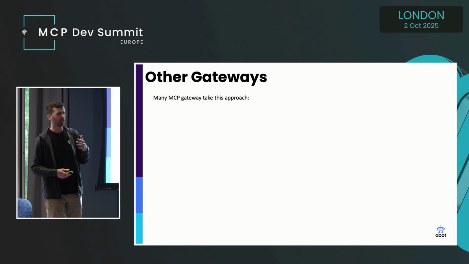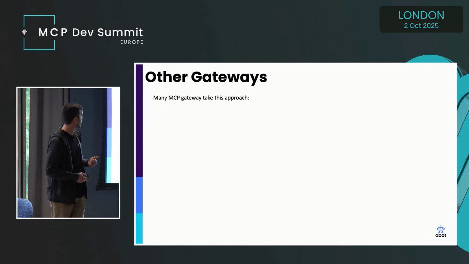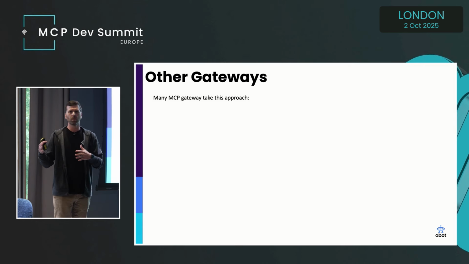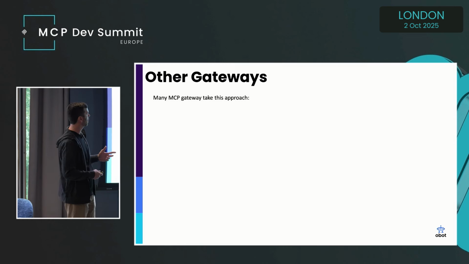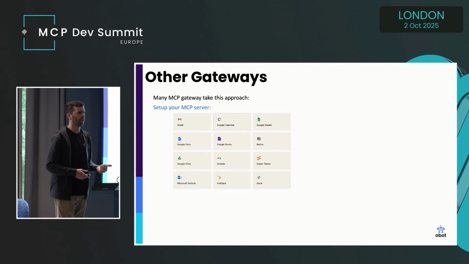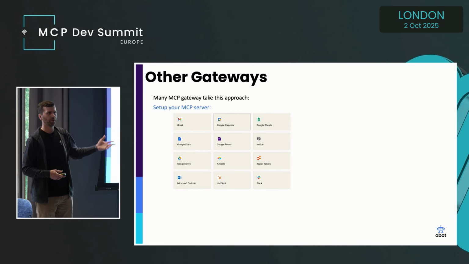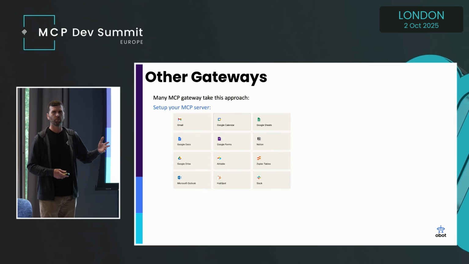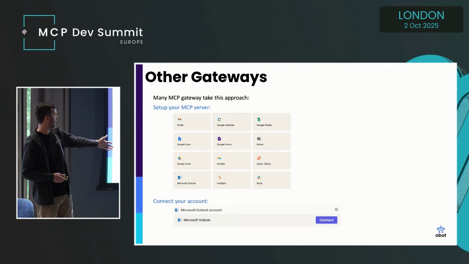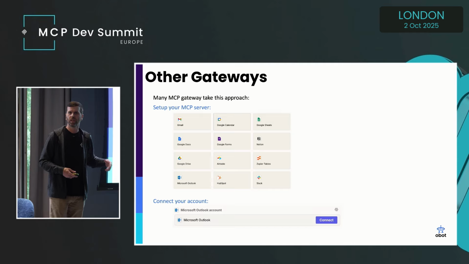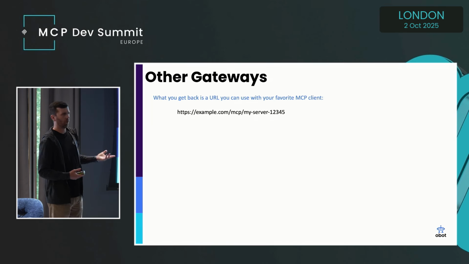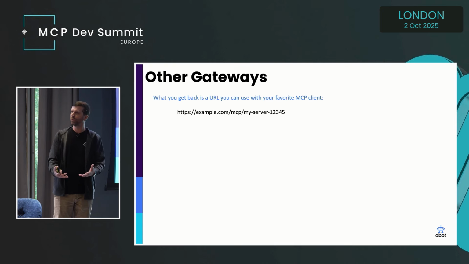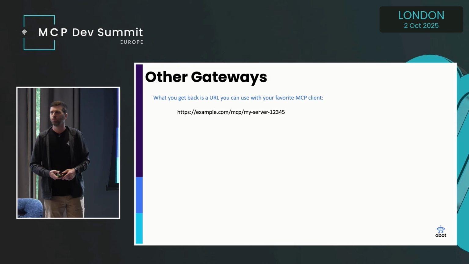A quick thing about the Obot MCP gateway. Other gateways that I've seen outside of this, and maybe a couple that you've seen here as well, take a slightly different approach from the one we've taken. They ask you to set up your MCP server in their platform. They ask you to connect your account, I'm using Outlook in this case. And then they give you a URL. You can use that URL, but that's about it.